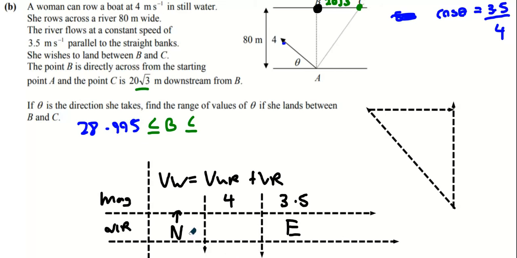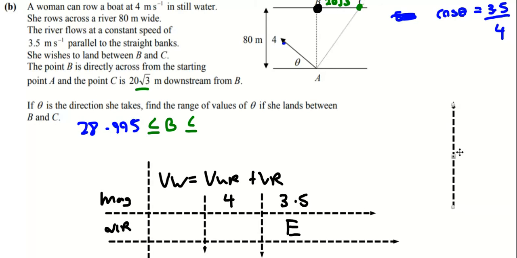Now, once again, we don't know the direction of the woman just yet. We still know the river's going east at 3.5, and we still know that the woman is going at a magnitude of 4 in the canoe. What we don't know is we're trying to work out our other angles. Okay, so here's what happens.